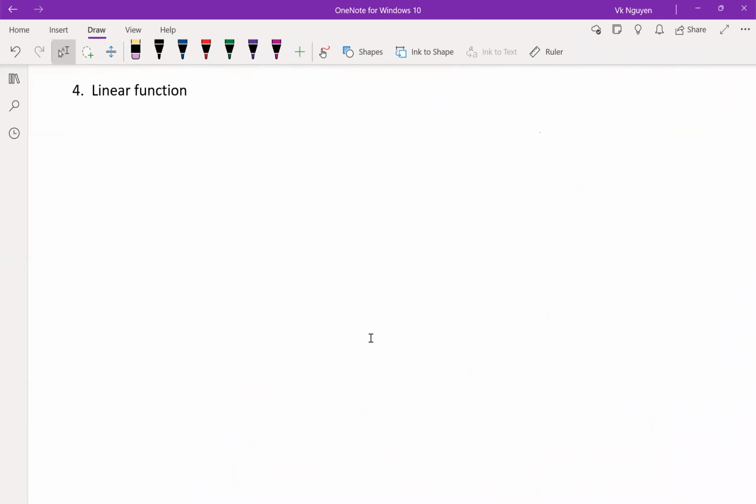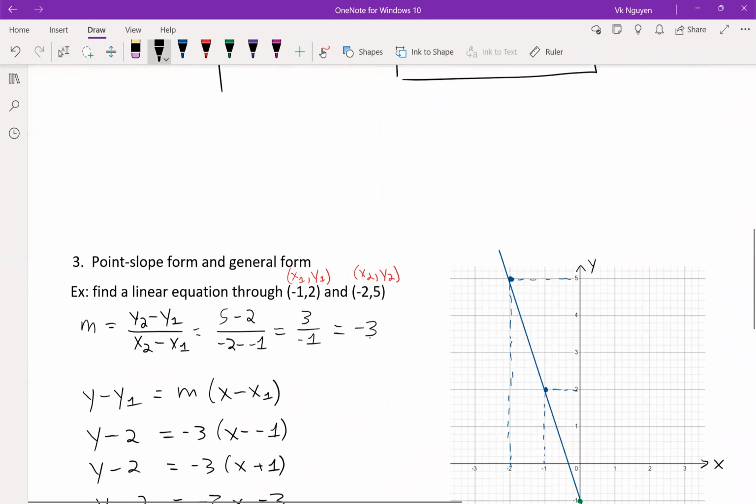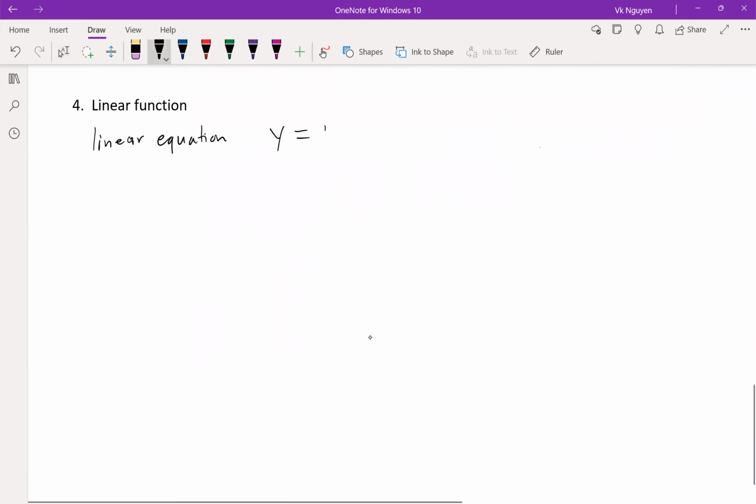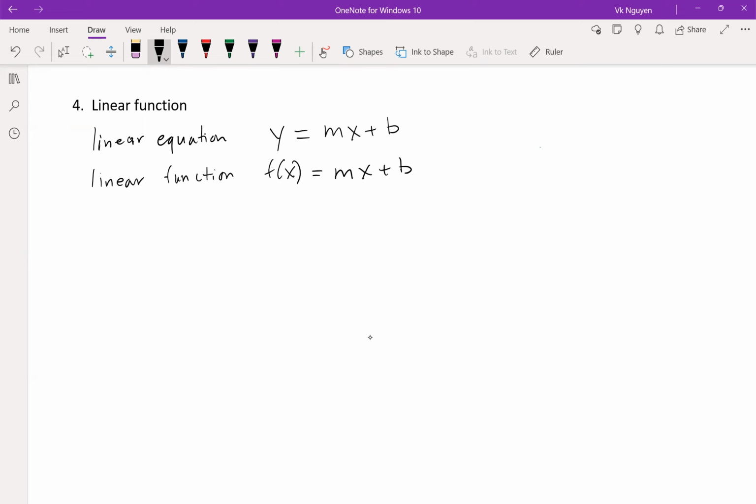Now we can move on to linear function. For a linear equation, we can write y equals something here. And if you look at the two forms, it has to be the point slope form. So y equal to mx plus b. To get a linear function, we just have to replace y by f(x). And this is a linear function.